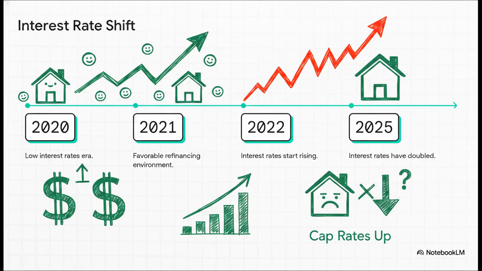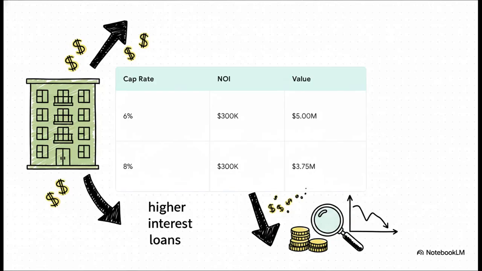They demand a higher return, which pushes cap rates up across the entire board. Let's look at how wild this shift actually is in practice. Imagine an identical building earning $300,000 in NOI. Under the old math, at a 6% cap rate, that building is worth $5 million.